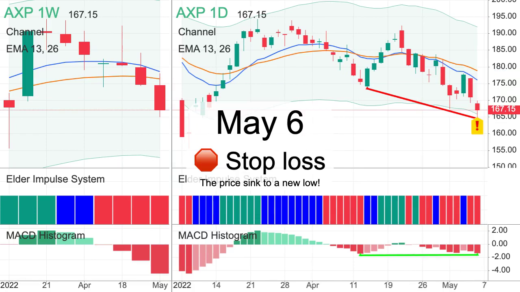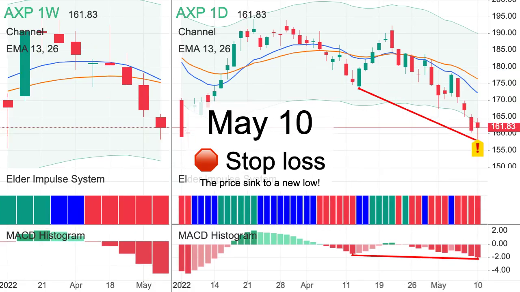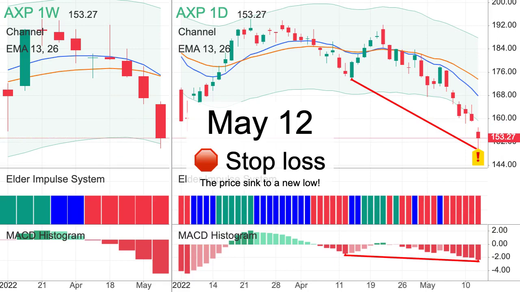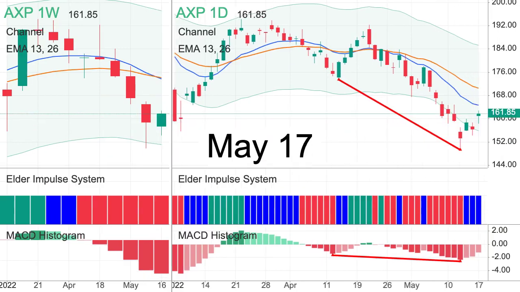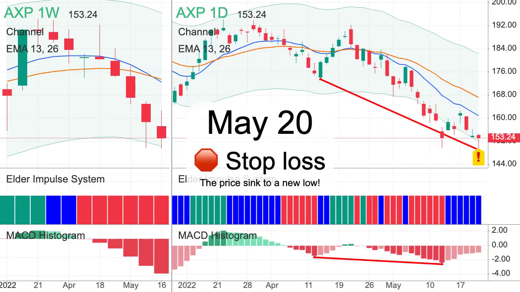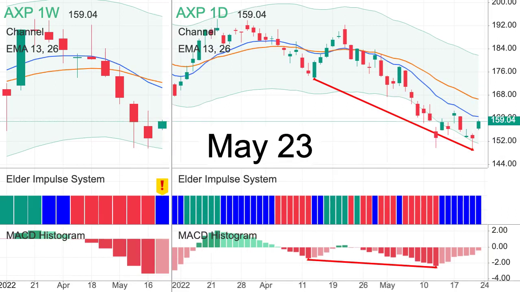The price sinks to a new low. A new low. The price sinks to a new low. There is a blue bar on an Elder impulse system on the weekly chart.